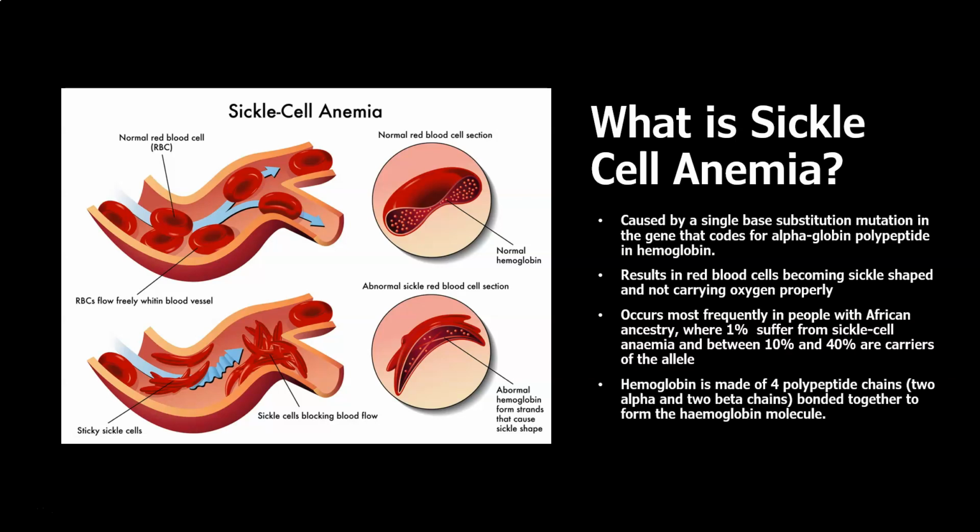Hemoglobin is made of 4 polypeptide chains. 2 are alpha and 2 are beta, bonded together to form the hemoglobin molecule. Now, as we said, this substitution occurs in that alpha globin polypeptide molecule. The beta chain are affected by the sickle cell mutation. Oh, the top thing is saying it's the alpha globin. We're looking at the beta chains here.